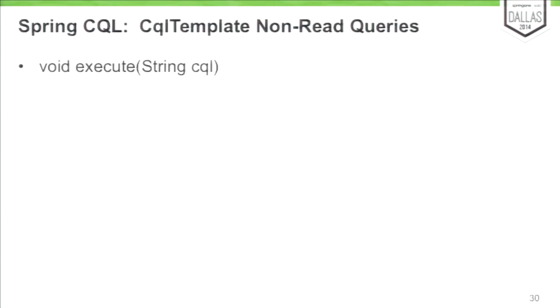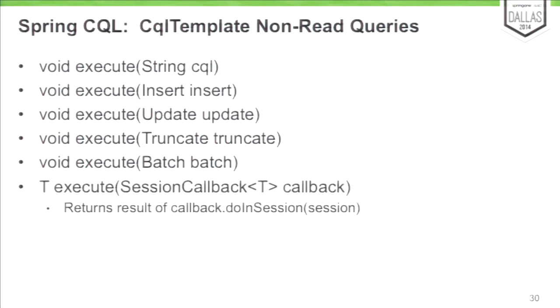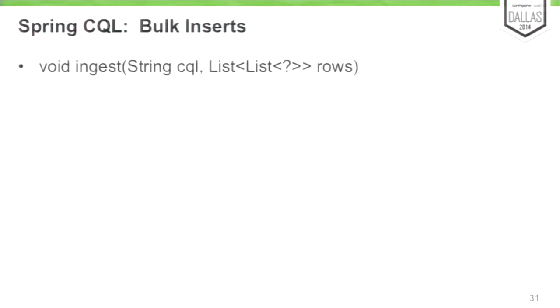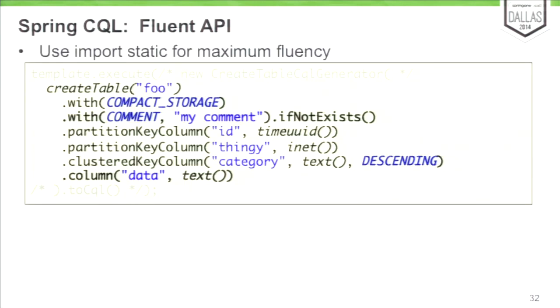Let's see. So there are a whole bunch of overloads of the execute method. The execute methods return void. The implication there is that you're issuing mutating queries or arbitrary queries that aren't selects. Selects return data, so why would you want void? Use the query methods for those. Let's see. Bulk inserts. So the template also has the ingest method. I actually was using that in the Spring Data Cassandra test I showed you.